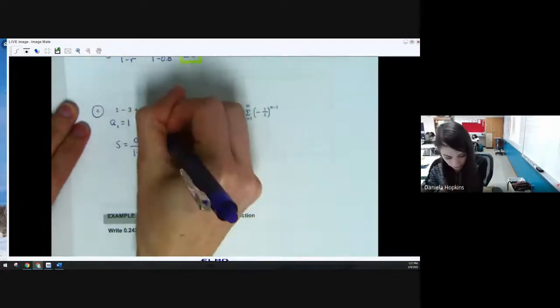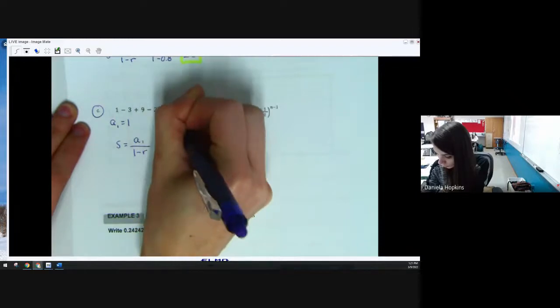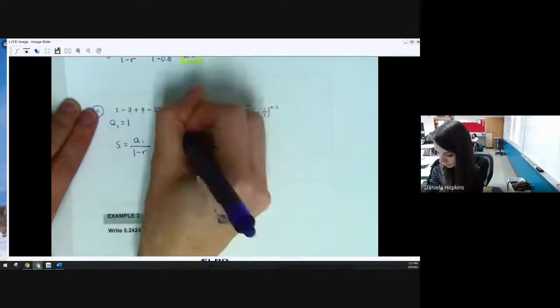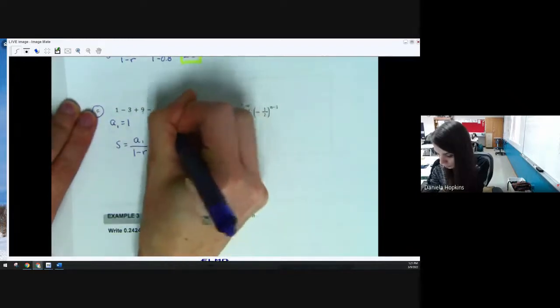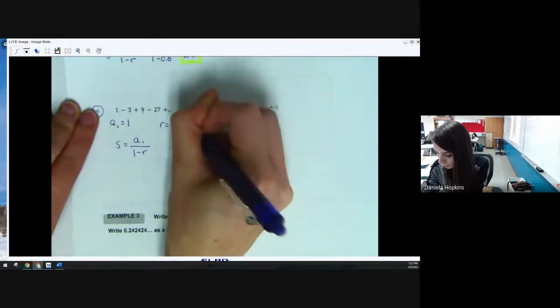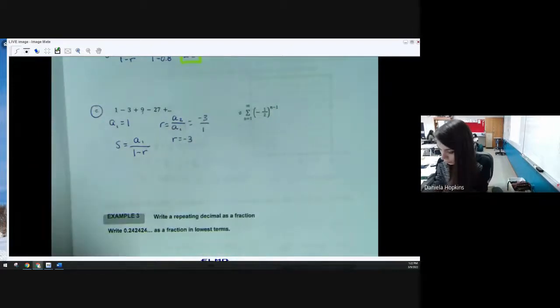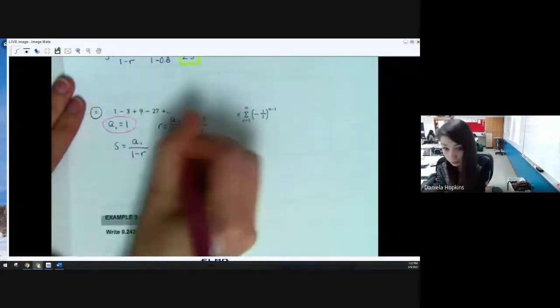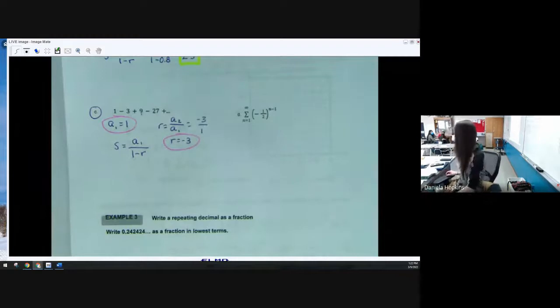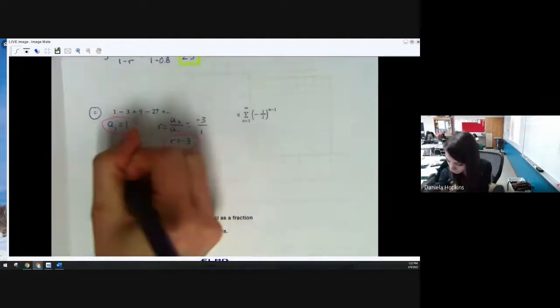My rate is a little trickier. Remember the rate, you can take one of these and divide it by the one before it. So I always do A2 divided by A1. So this would be -3 over 1. So my rate is -3. Am I good to plug this into the formula? Yep. You sure? Yep. What's the issue? Yeah, the absolute value of R is not less than 1. So it has no sum.